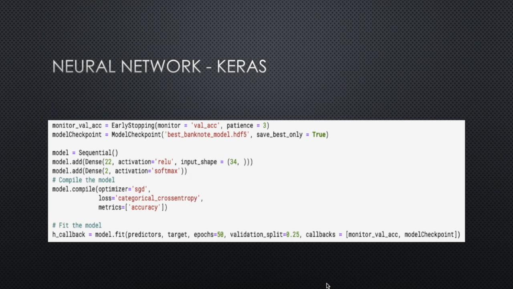Now, we will build a simple neural network model using Keras. The model has one hidden layer of 22 nodes and an output layer of 2 nodes. I chose ReLU and softmax as activation functions. I trained the model 50 times.